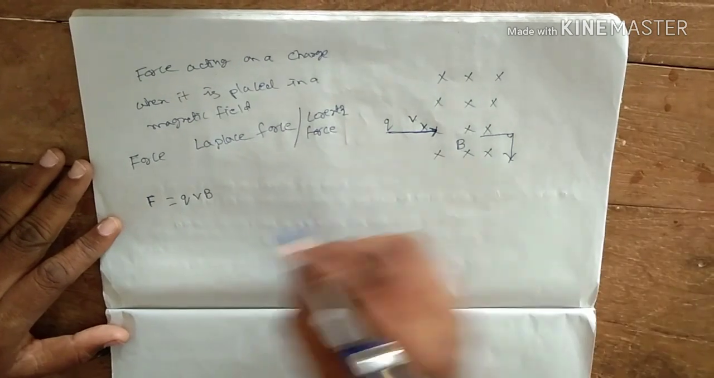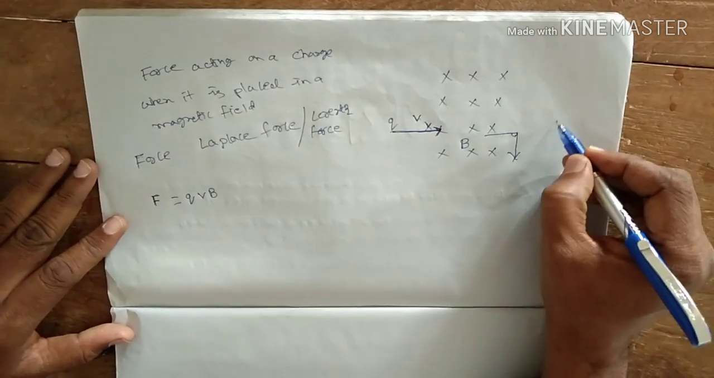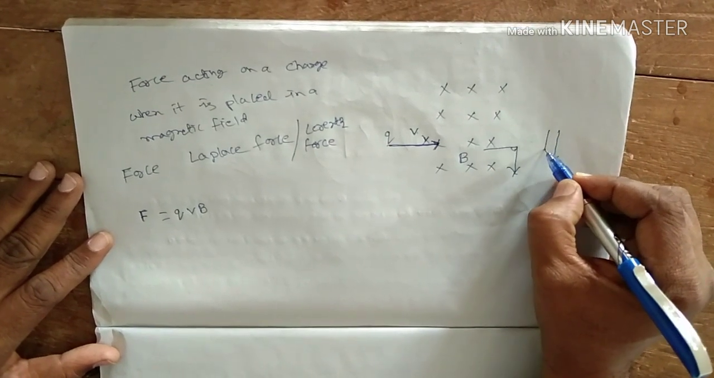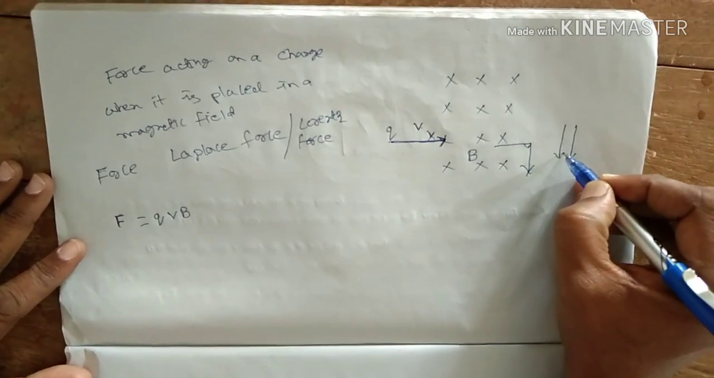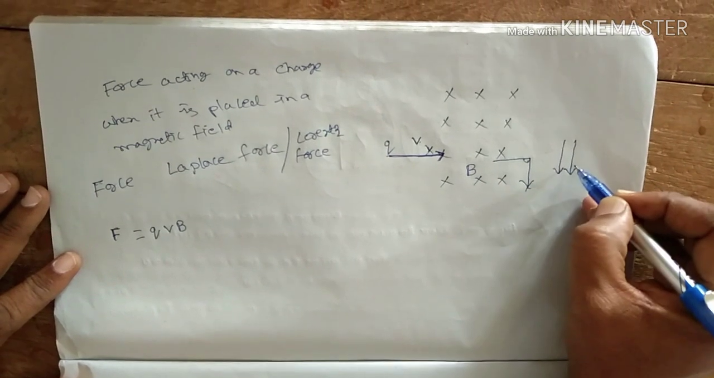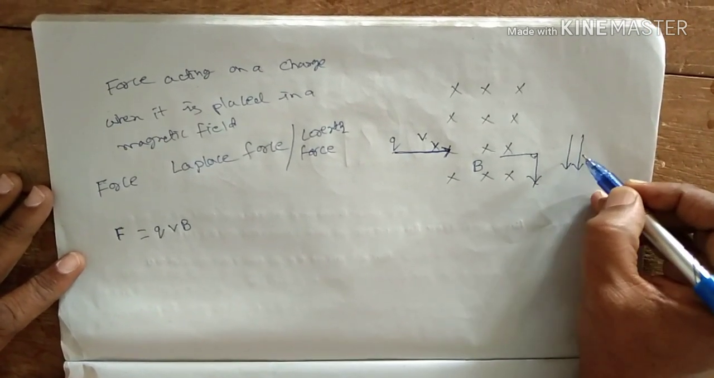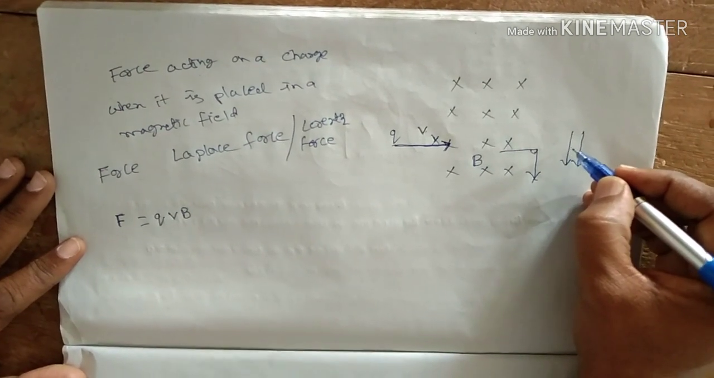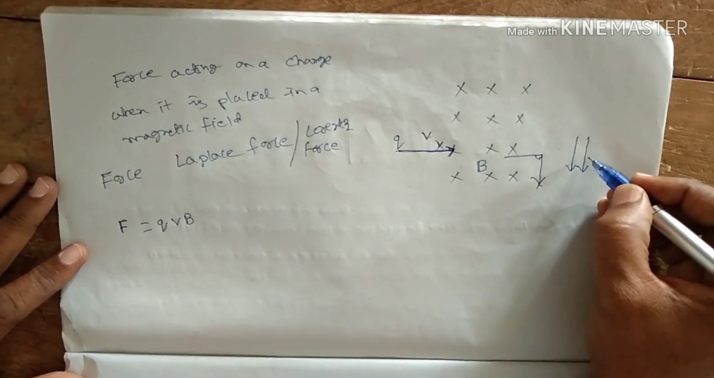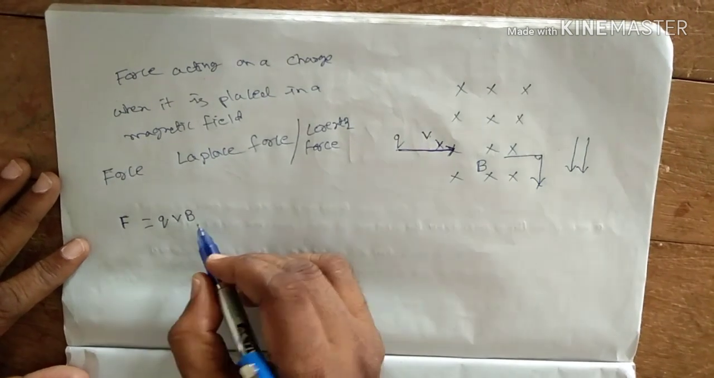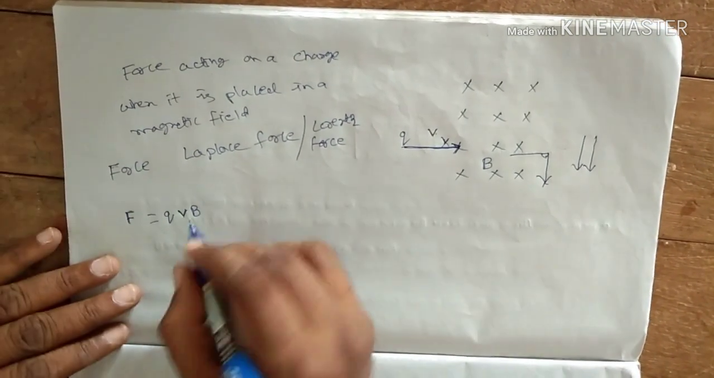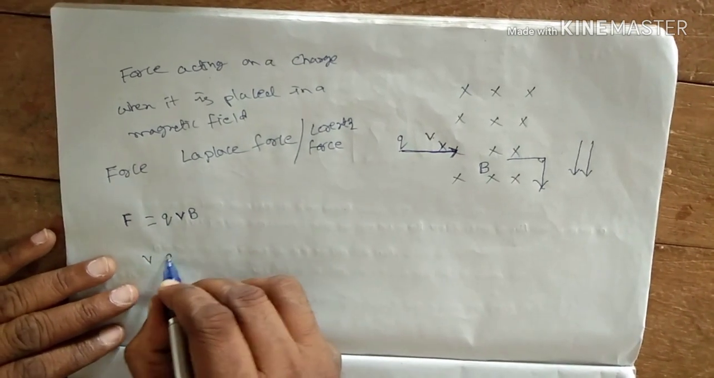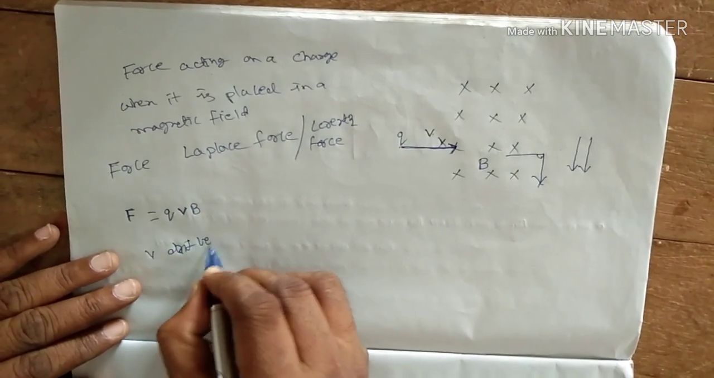Let us suppose the magnetic field is in this direction, say downwards, and the charge is also moving downwards. Then the net force acting on this will be 0. Why? Because there is no angle between the direction of the charge's velocity and the magnetic field. In F equals QVB, here V is the drift velocity, according to Lorentz.